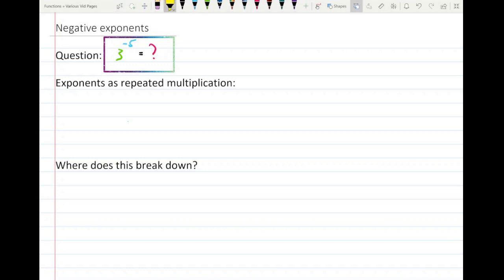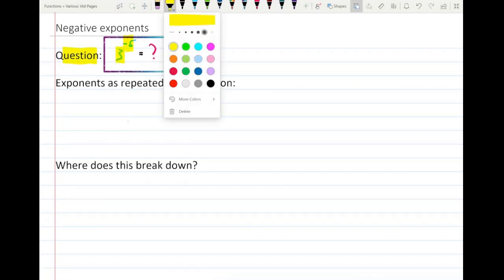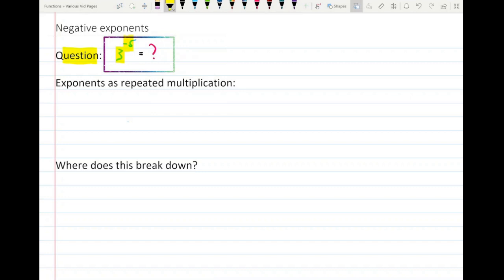Hey everyone, I'm going to start this video off by asking you to consider a question. What is 3 to the power of negative 5? This is a well-defined quantity in math, but it doesn't really seem to fit into our conception of exponents as repeated multiplication. For example, we can define 3 to the positive 5 perfectly fine.